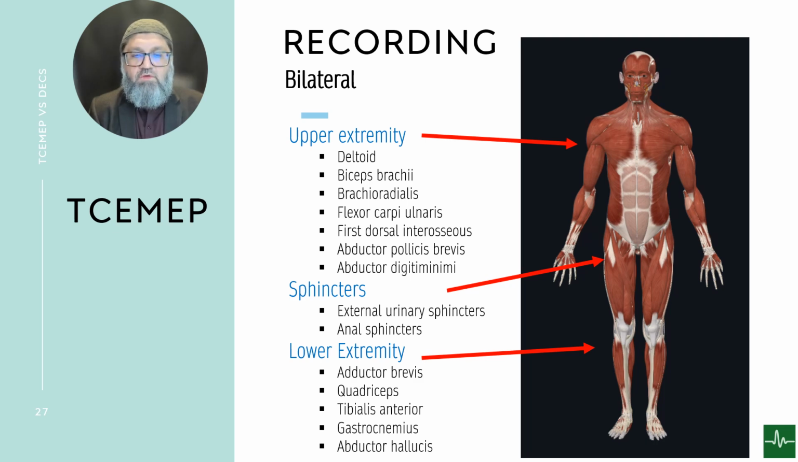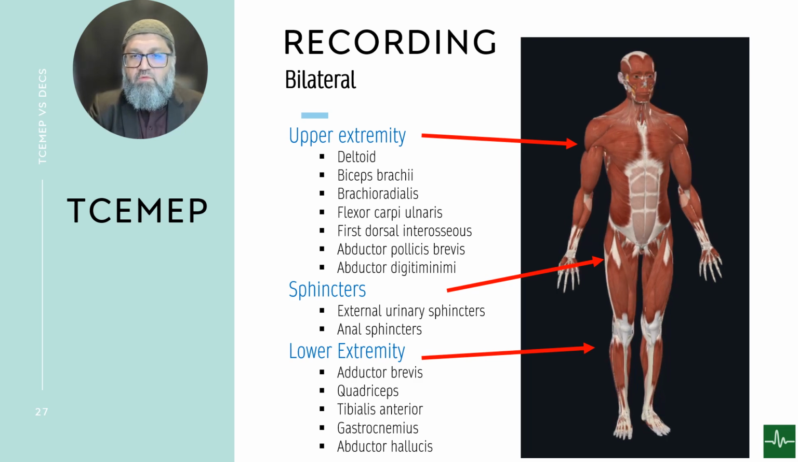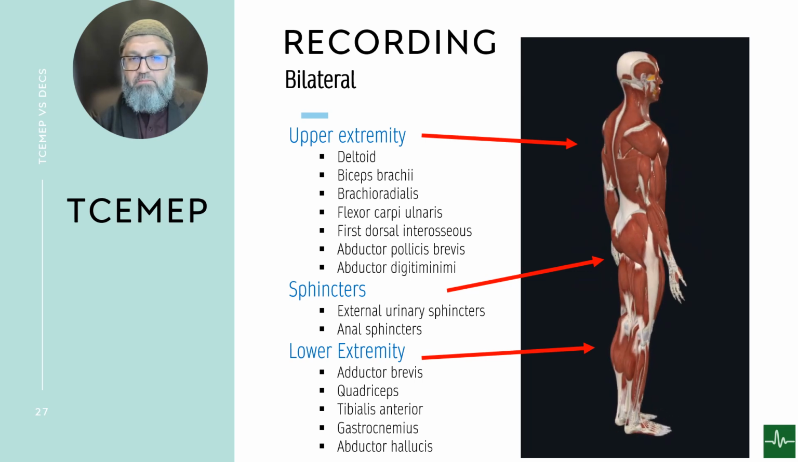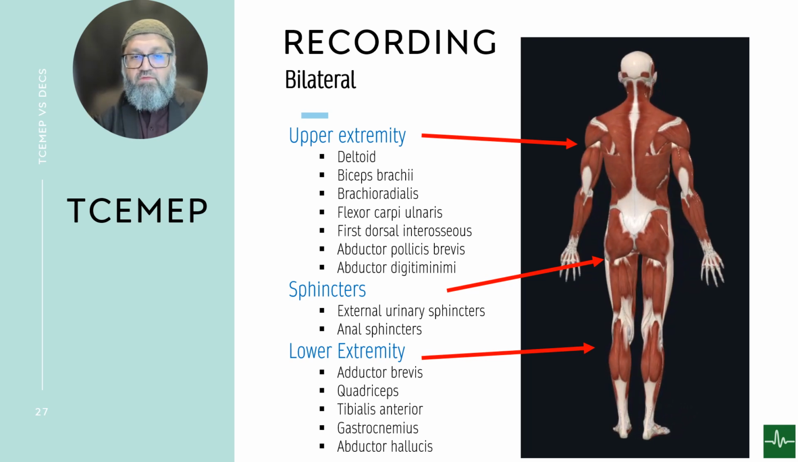For the lower extremity, we record from the adductor muscles, quadriceps muscle, tibialis anterior, gastrocnemius, abductor hallucis, and extensor hallucis brevis muscle. And we also use external urinary sphincters and anal sphincter muscles for recording motor evoked potential. So MEP should be done bilaterally. It should be done on upper extremity and lower extremity.